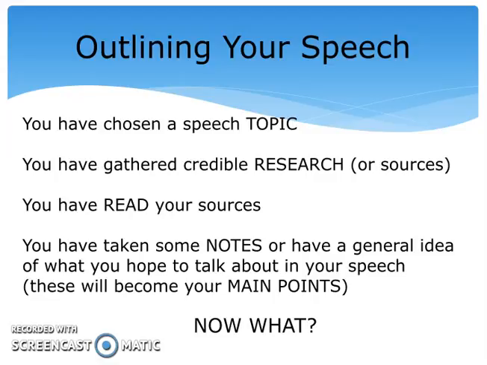So now that you've chosen your topic, which you did in Module 6, you've gathered some credible research and done some preliminary research on your topics and found some reputable sources. You've read through those sources, so you have a good understanding of your topic at this point. And you've taken some notes and you have a general idea of what you want to talk about in your speech. So now, what do we do?